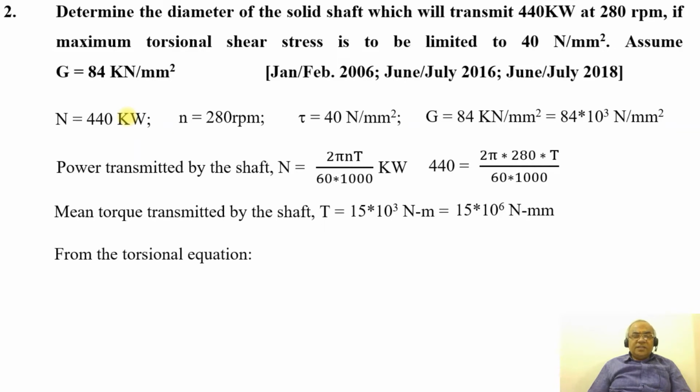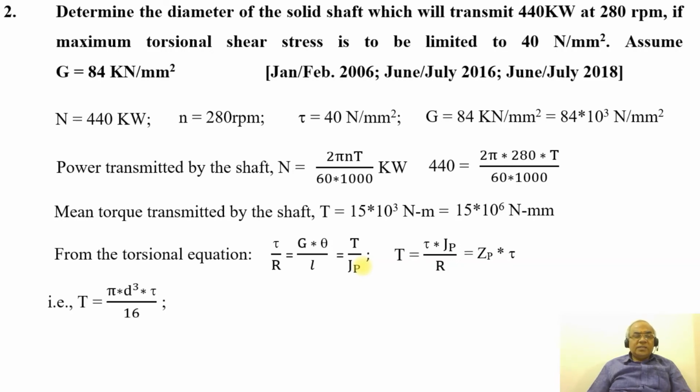From the torsional equation, what we know is tau by R is equal to G into theta by L, which is equal to T by JP. Since in this case we have calculated the torque and we know tau, we have to calculate the values of R and JP, which both depend on the diameter. Since I need to find the diameter of the shaft, we consider T by JP equal to tau by R, so T is equal to tau into JP by R, which is equal to tau into ZP, where ZP, or the torque, is given by pi d cube by 16 into tau for the diameter of the solid shaft.